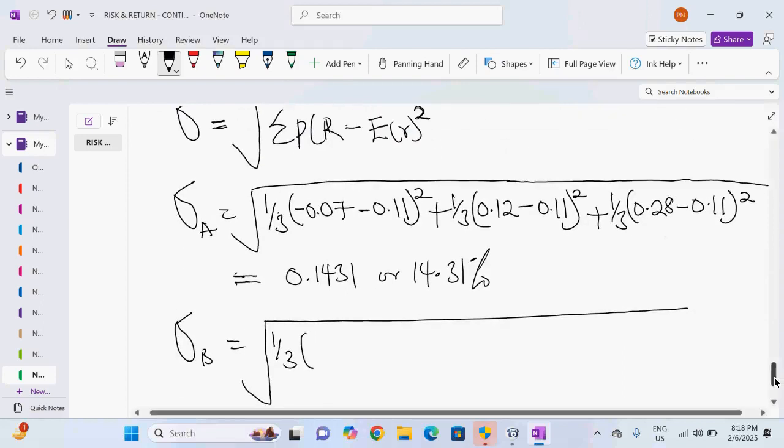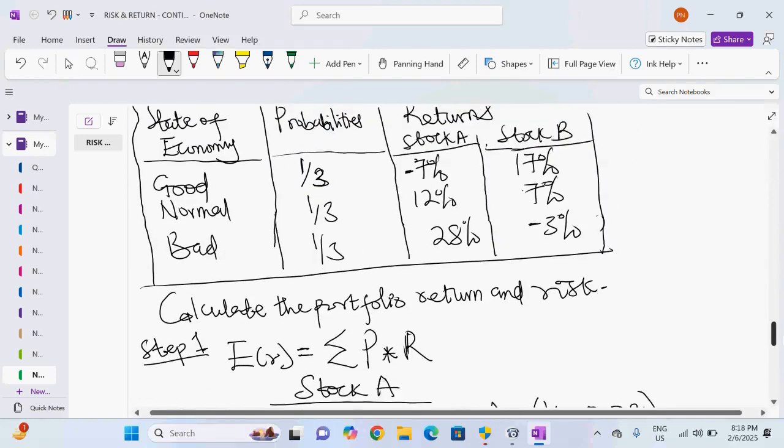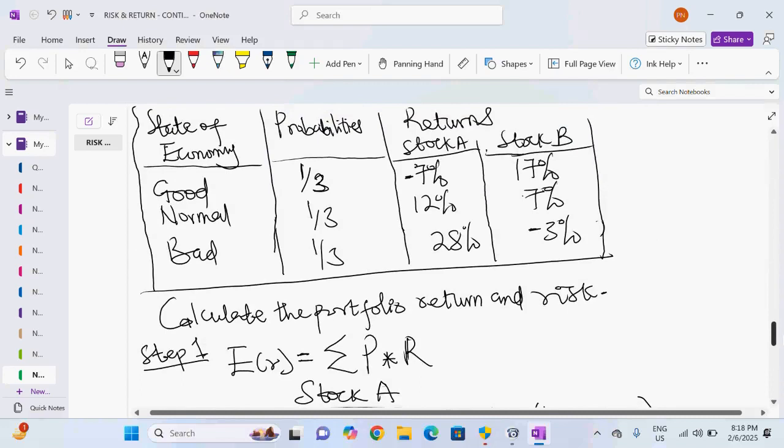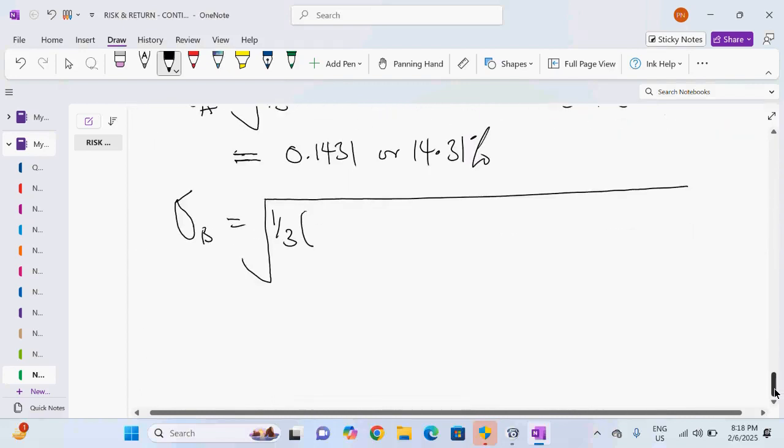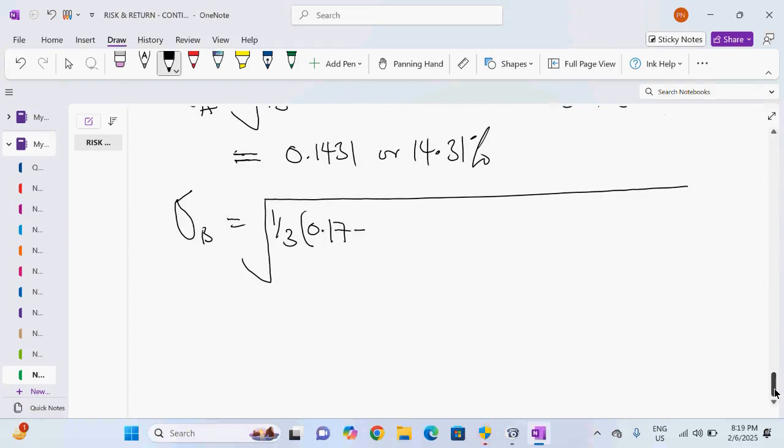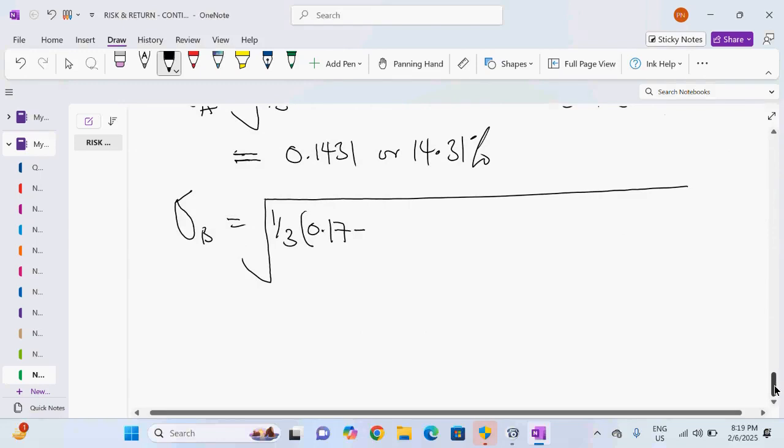1 over 3 times what? The return. So the return will be what? 17%. So that is 0.17 minus, what is the expected return for stock B?